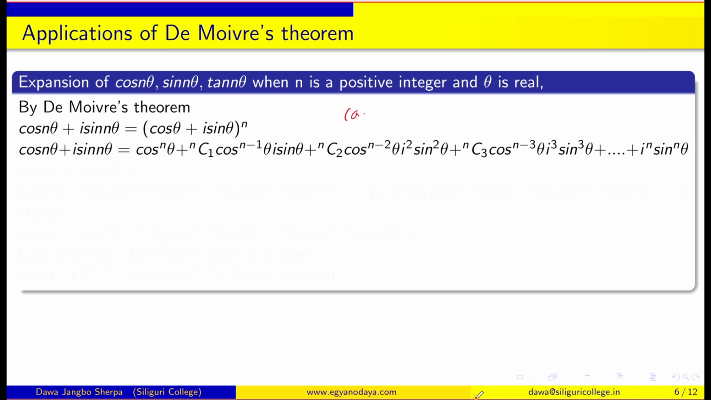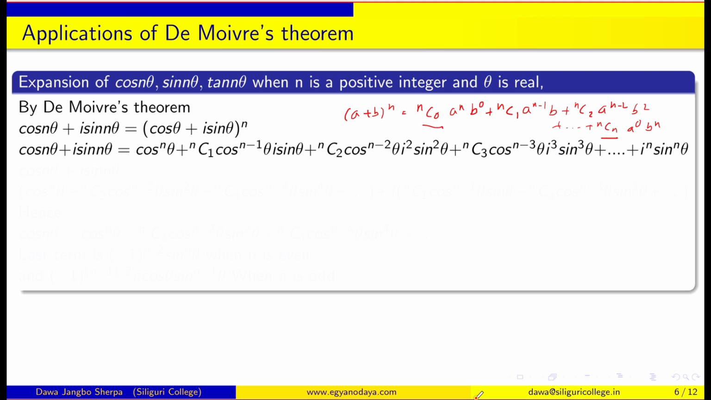We'll expand (a + b)^n like this: nC0 a^n b^0 + nC1 a^(n-1) b^1 + nC2 a^(n-2) b^2 + ... In this way we'll get nCn a^(n-n) b^n. So if we expand by this formula, nC0 is 1 and nCn is also 1.